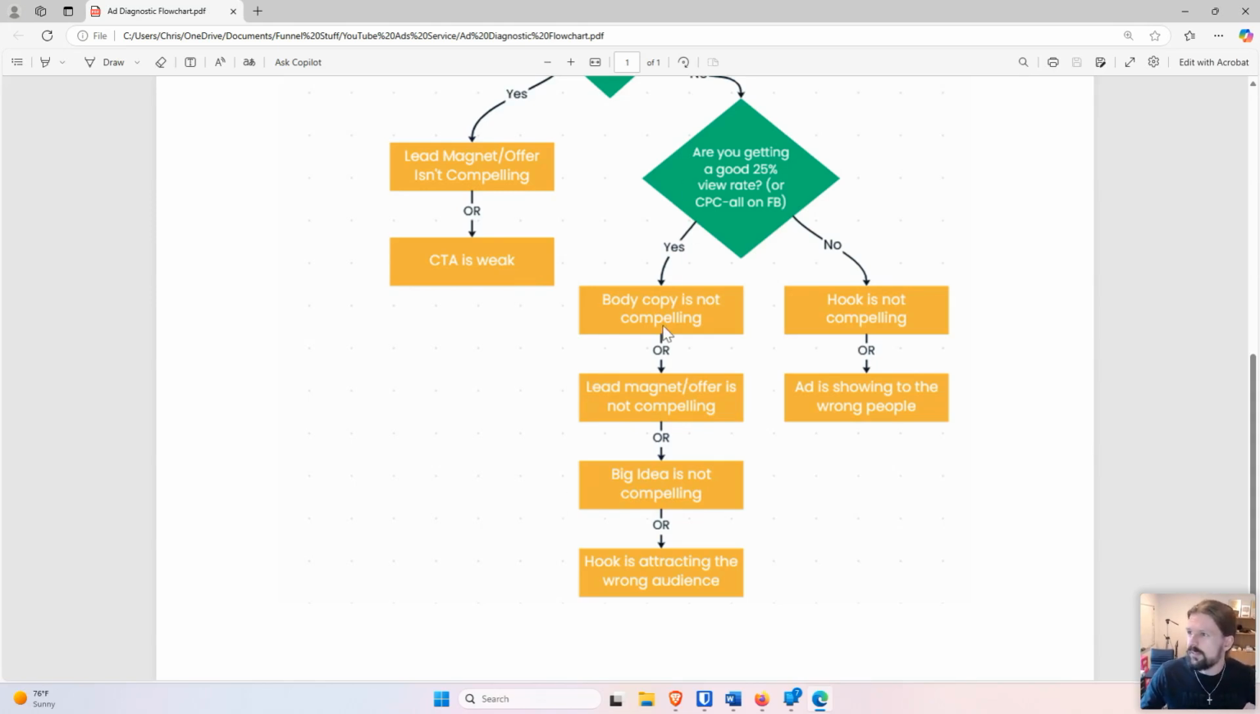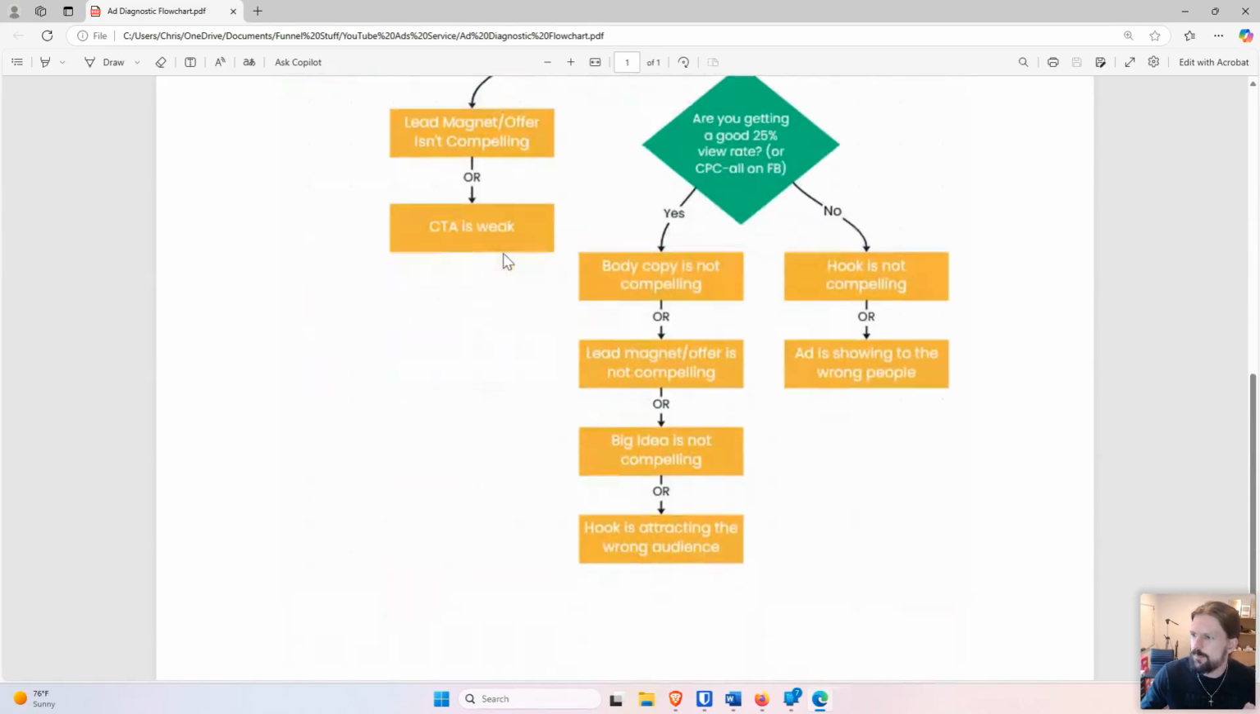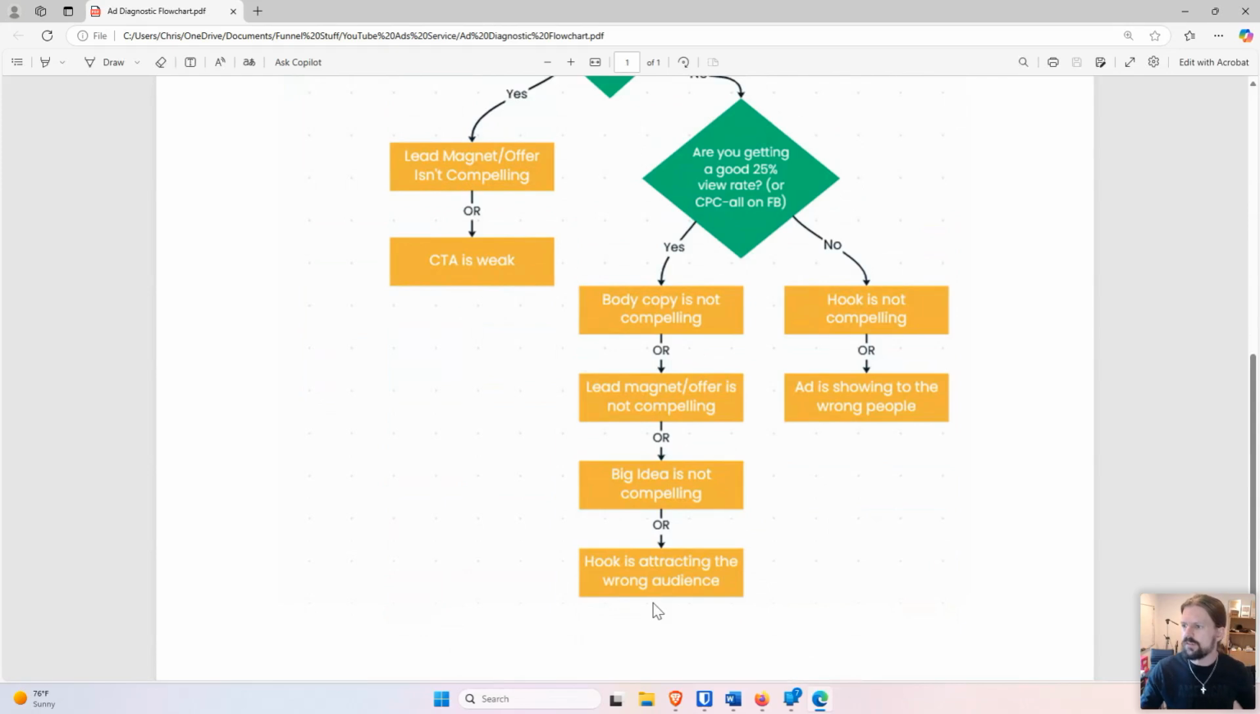And then finally, the last reason that your cost per click might be good, but your cost per link click might be bad, is that your hook is attracting the wrong audience. So your hook is compelling, but it's compelling to the wrong people.